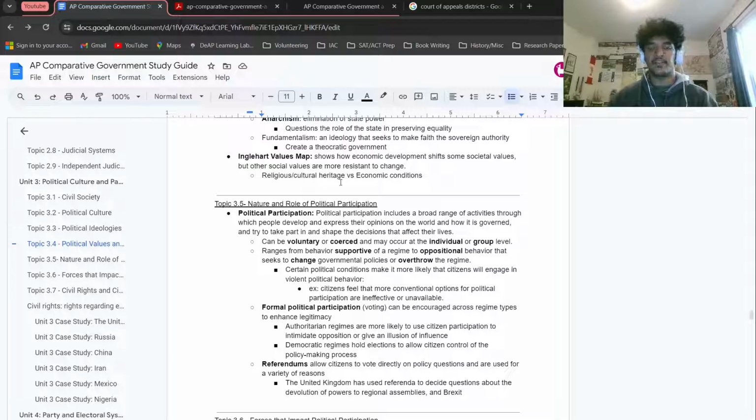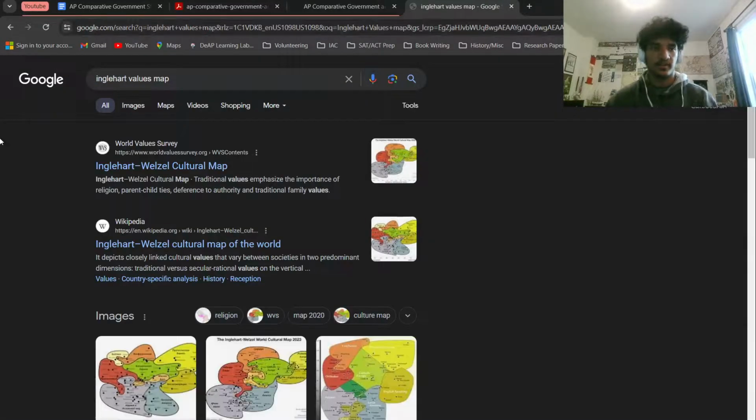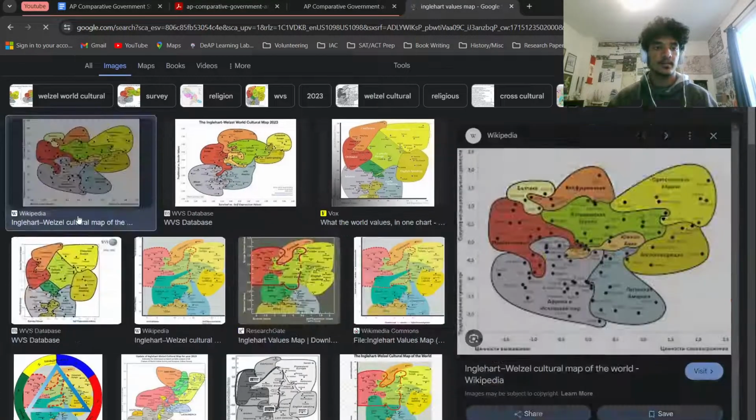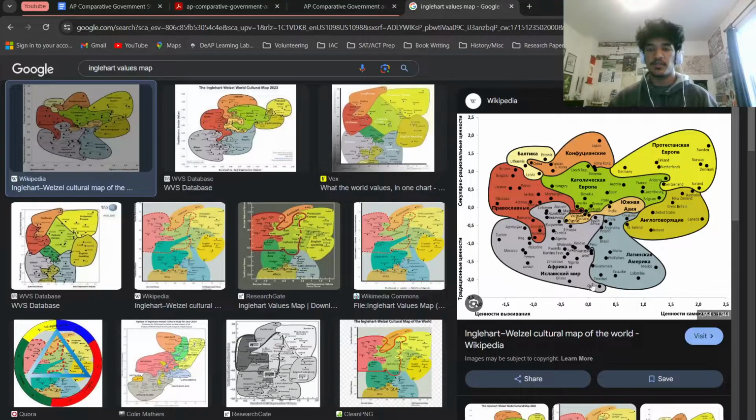The Inglehart values map. We never really talked about this, but this is on the CED, so you should know about it. So basically, draw a giant blob, and then you group people based on what their political ideology is, what their social values are, what their economic values are. It's a giant blob. So let's go take a look at the Inglehart values map. It should be pretty quick. So here you can see the different regions. Most countries based on regions have similar ideology.